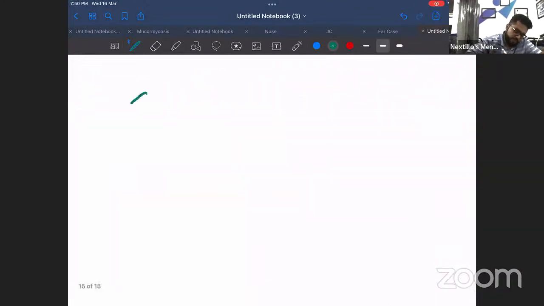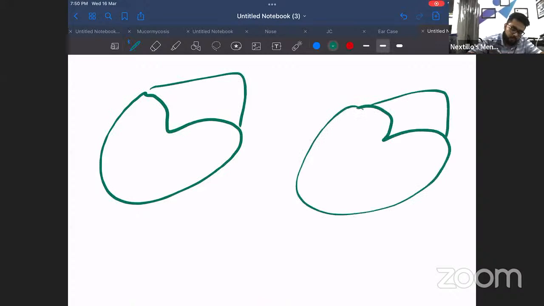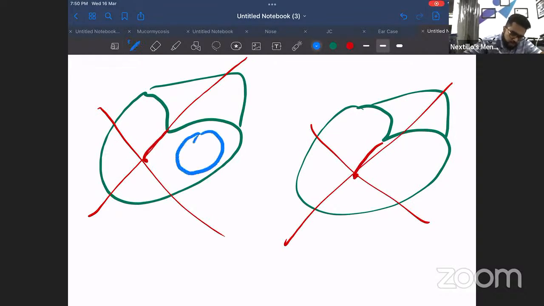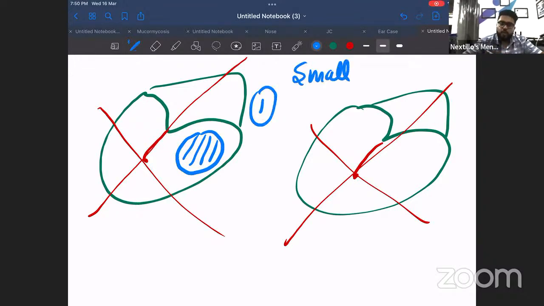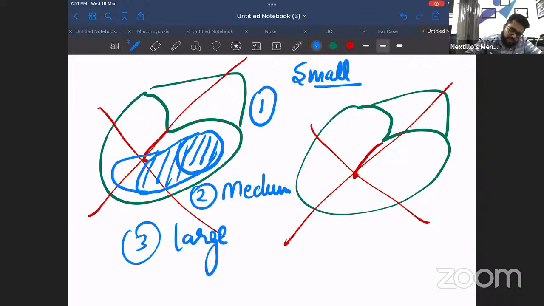So I'll make 4 examples side by side so that you people understand this. I'll make the quadrants also. Here will be the umbo. Now, if a perforation is involving only one quadrant, it is called small. If the perforation involves two quadrants, it is called medium sized. If the perforation involves three quadrants or more, it is called large. But remember, these are small central, medium central, and large central because there is normal pars tensa all around.